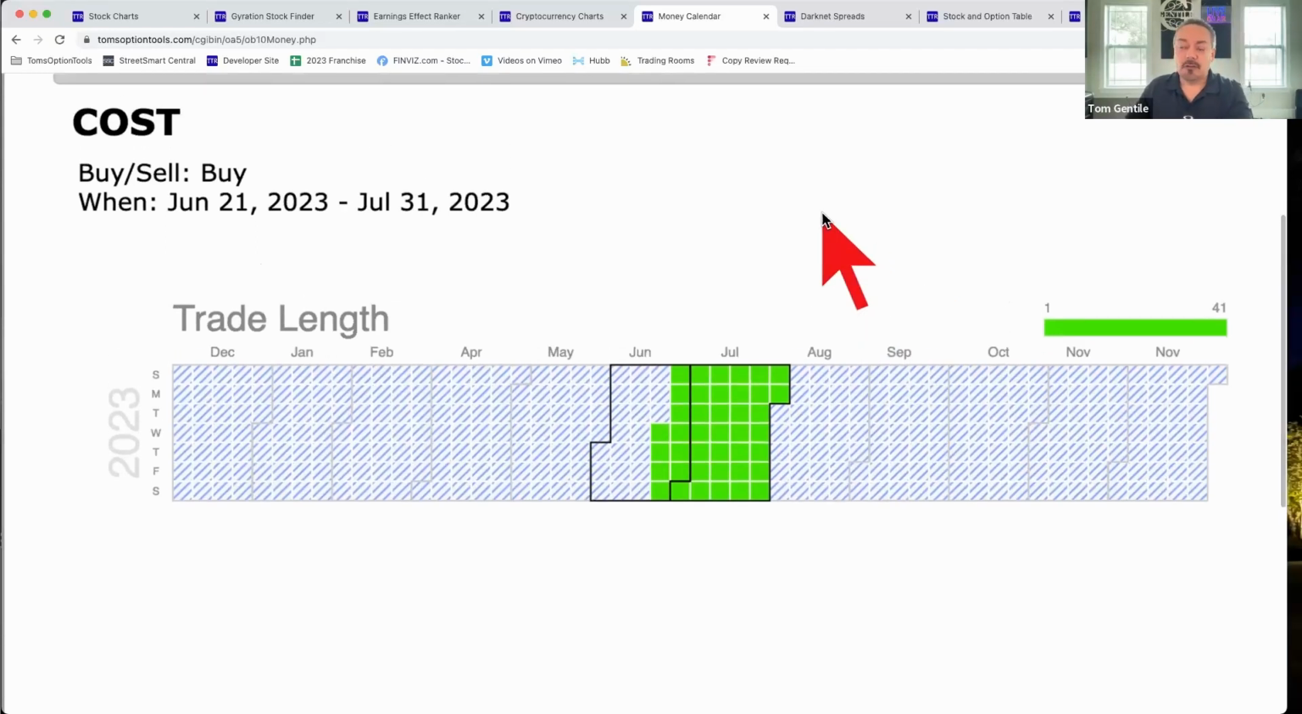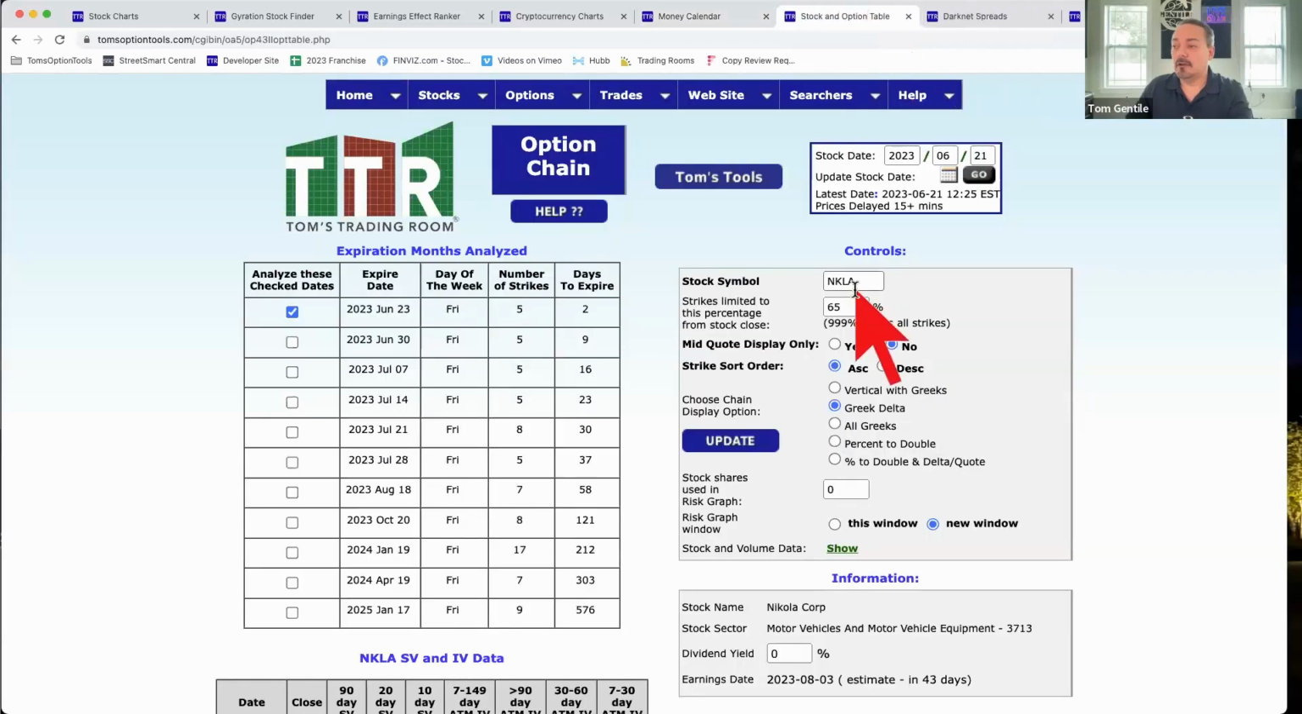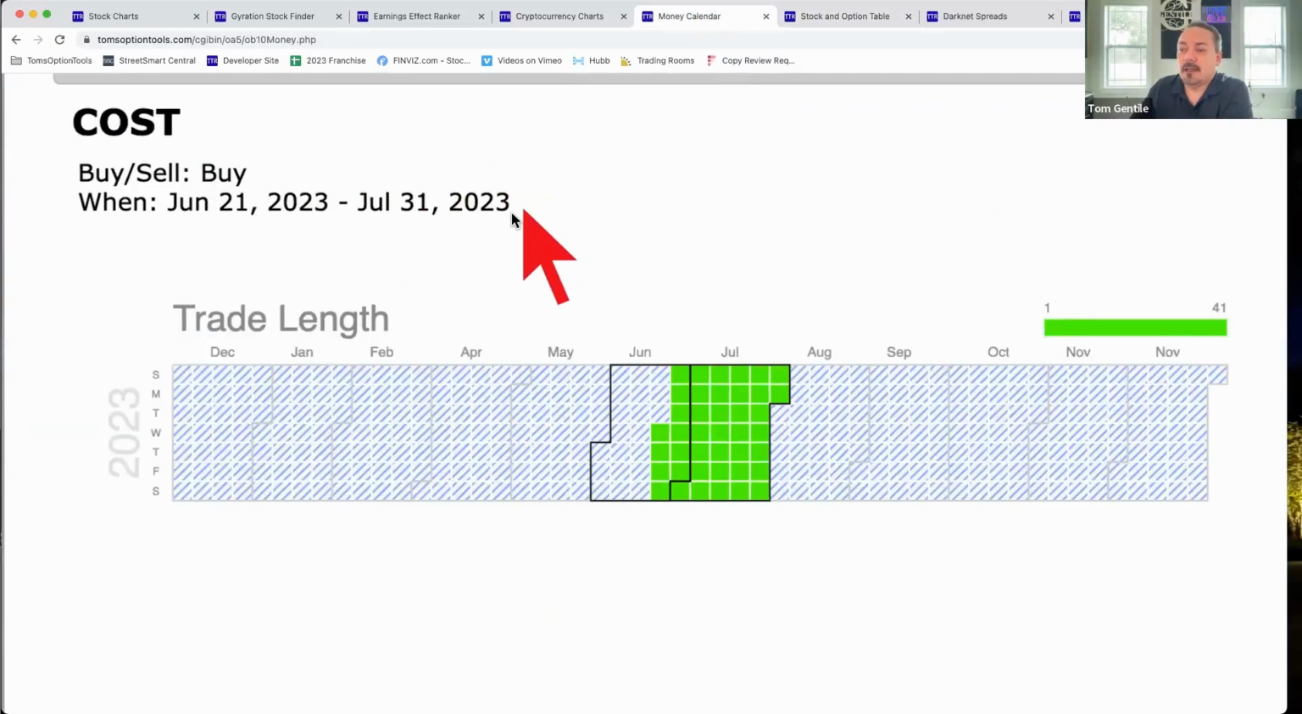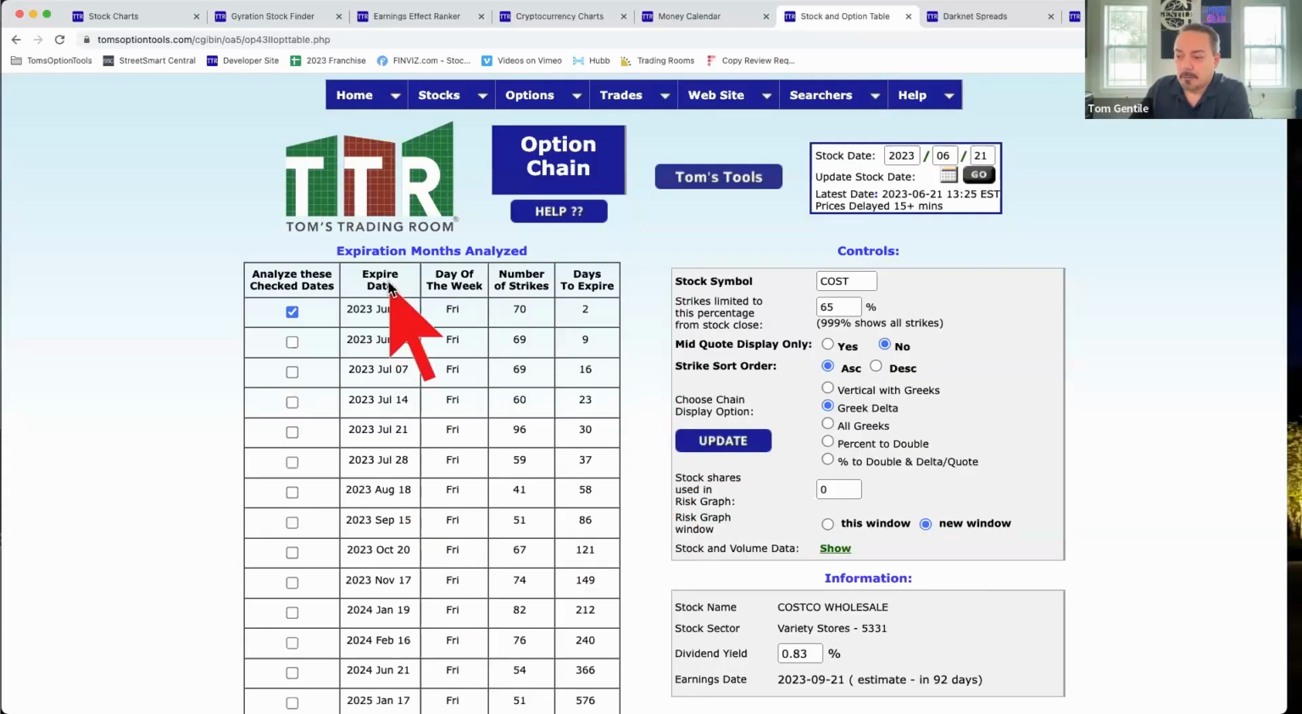So if I want to go into Costco and look at an option table on Costco, let's go ahead and look. I'm going to type in COST. By the way, I went to the options and option chains portion, and I'm going to go into Costco. Here's Costco. Now remember, what do we want to look at? We want to look at options that end after July 31st, on or after.